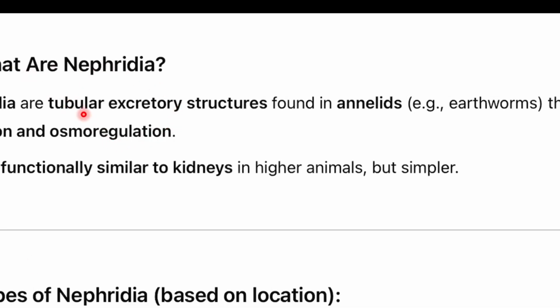Nephridia are tubular excretory structures found in annelids like earthworms that help in excretion and osmoregulation. They function similar to kidneys in higher animals but simpler. So, if you remember, the functional and structural unit of the kidney is named after these nephridia, called nephrons. So, they are equivalent to kidneys in the earthworm.